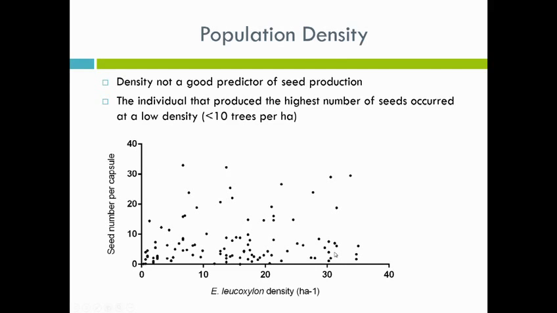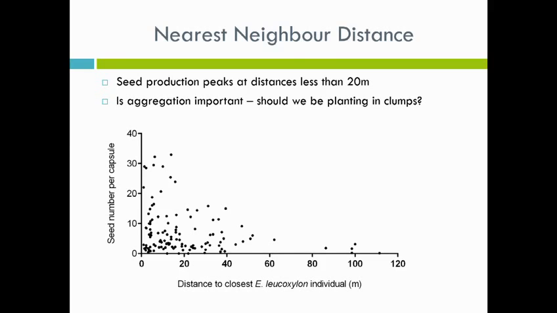And what I found was that regardless of the density, these individuals had another individual at 20 metres or less, sorry. So instead I decided to look at, okay, how is seed production influenced by the distance to the next blue gum? And this is what I found.